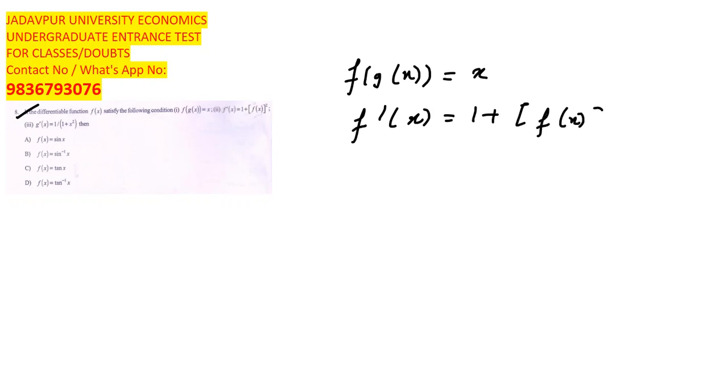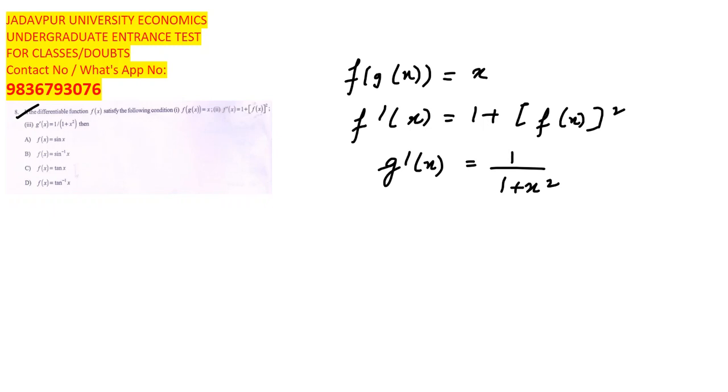Today we are solving Jadavpur University Economics Undergraduate Entrance Test Examination paper and we are at question number 8. So let's solve. We are being given f of g of x is equal to x and f prime x is equal to 1 plus f of x squared. Okay, and then g of x is given as 1 by 1 plus x square. So what do we have to find?